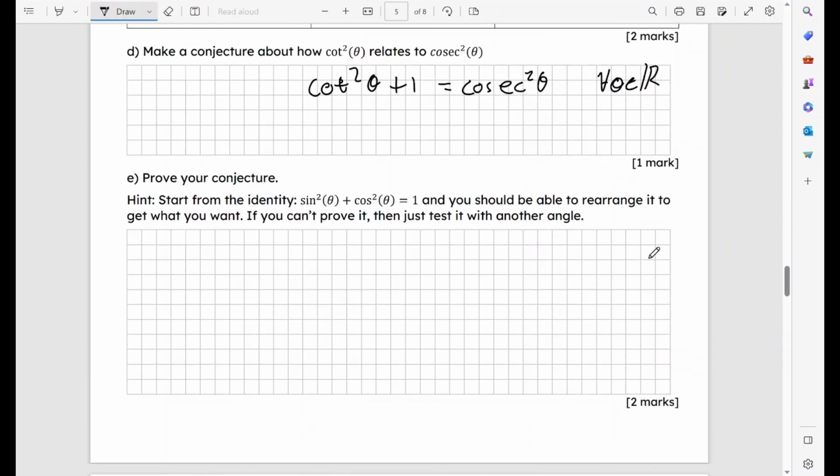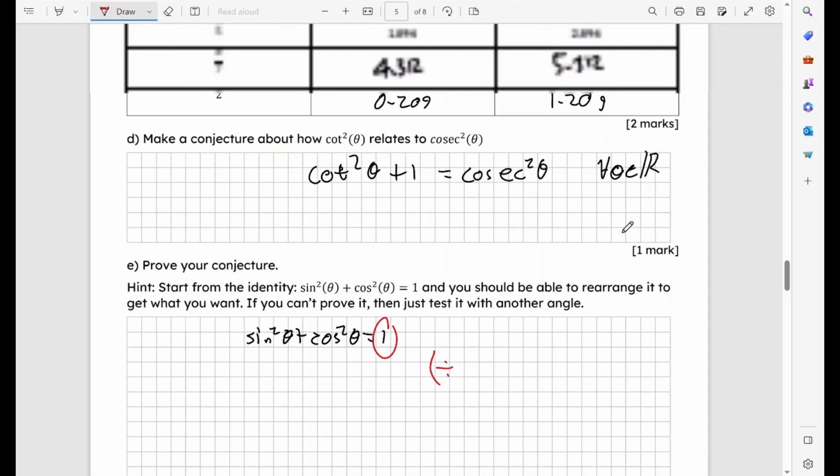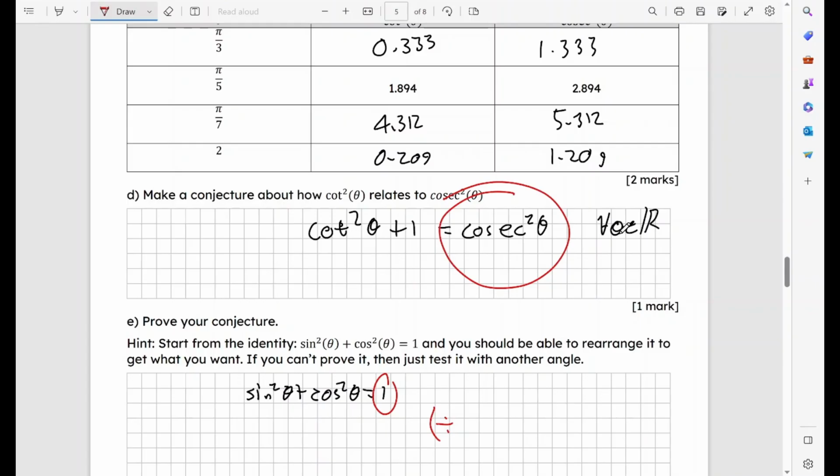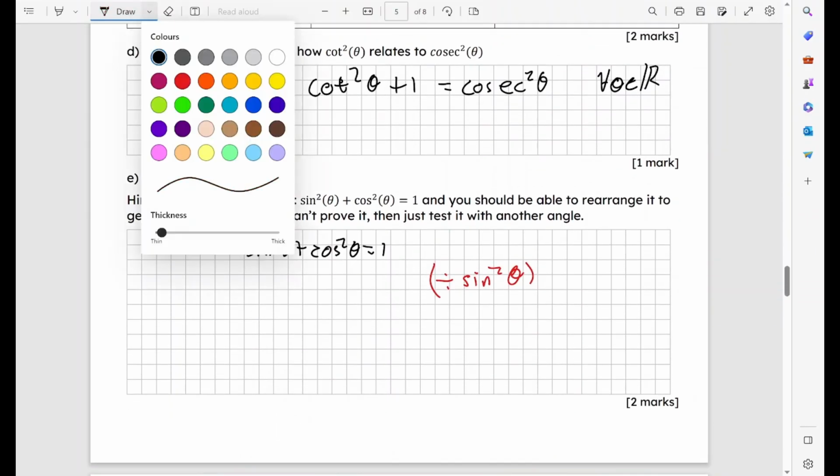So we want to prove the conjecture, and we want to start from this identity: sine squared of theta plus cos squared of theta equals 1. Now, this is really easy if you know the trick. The trick is that we're going to be dividing by something on both sides. All right, so what are we going to divide by? Well, we've got a 1 here, but on the right side of our conjecture, we have cosec squared, and we know that cosec is like 1 over sine. So maybe I should be dividing by sine squared of theta to get what I need.